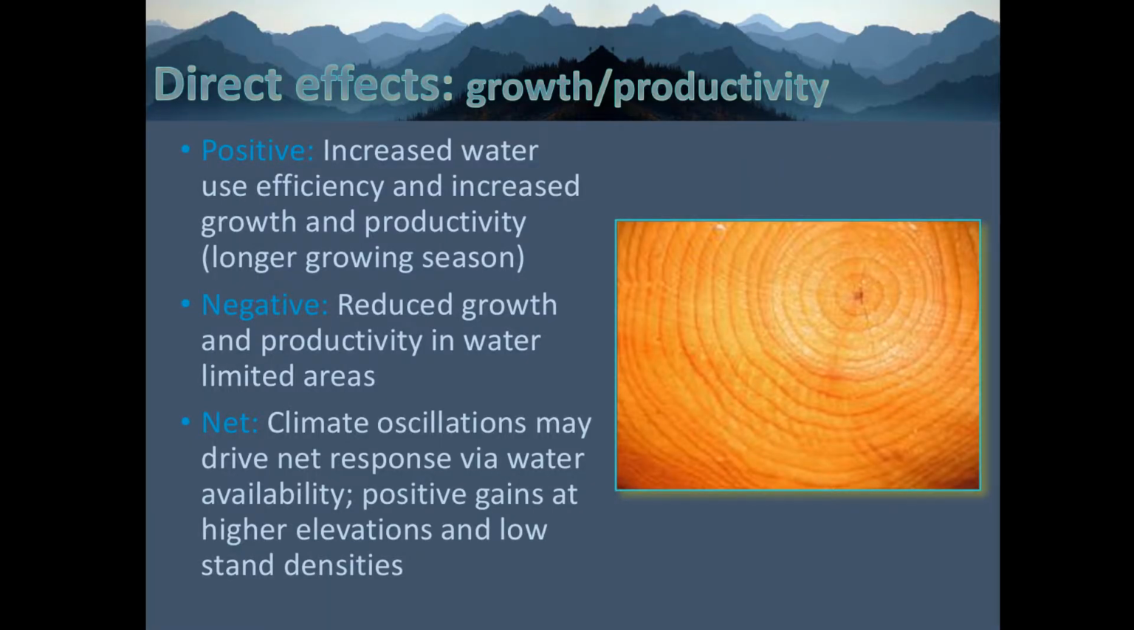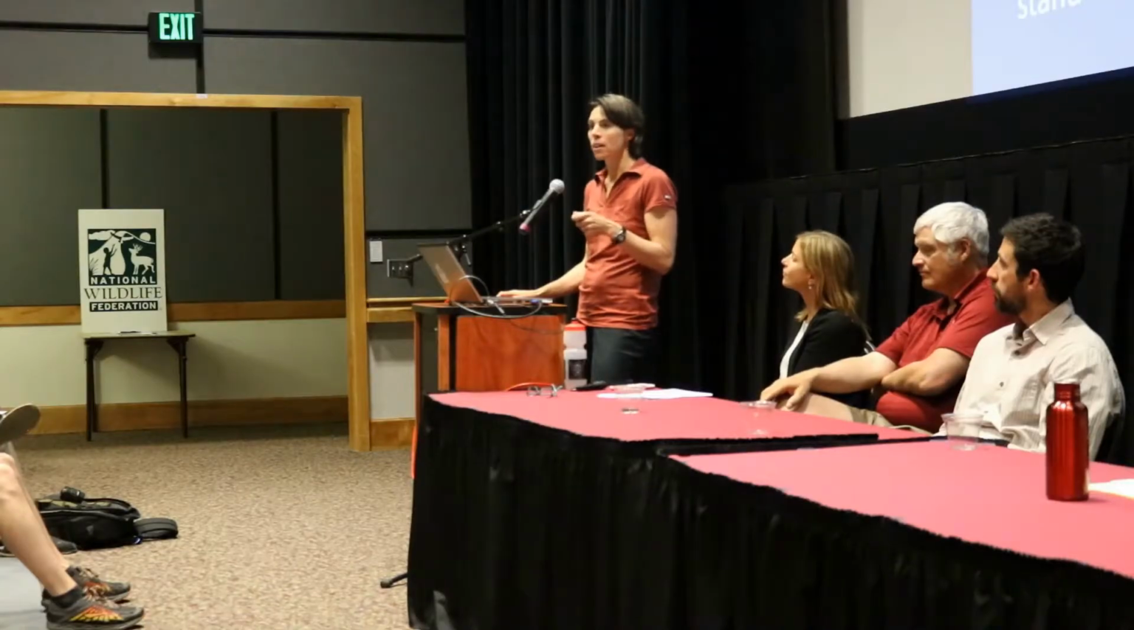We know that with increased temperature, you see increased water use efficiency. How plants use water is actually they adapt and they do better. And you have increased productivity, longer growing season, plus there is such a thing as CO2 fertilization. So with increased CO2 in the air, you actually get better productivity. However, when you have water limitation, there's an extreme reduction in growth and productivity. So again, we'll probably see a really strong story being told by climate oscillations, but overall, likely positive gains at higher elevations in growth and productivity in forested area.